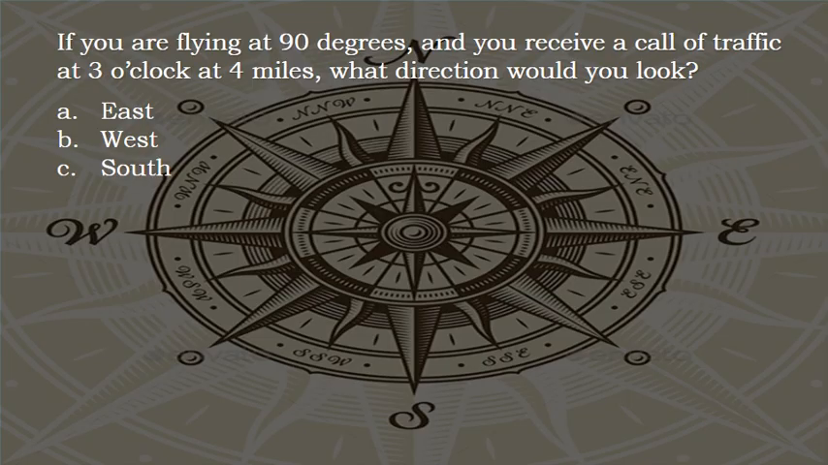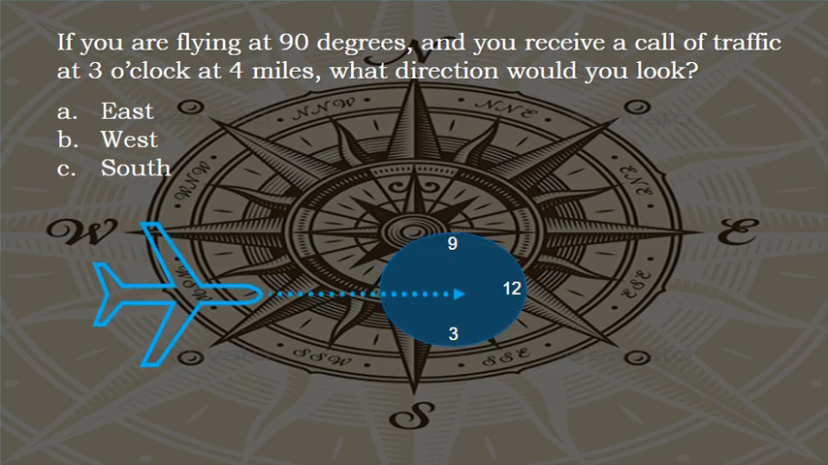And understand cardinal directions in comparison from your location. For example, if you are flying at 90 degrees, and you receive a call of traffic at 3 o'clock at 4 miles, what direction would you look? East, west, or south? When flying at 90 degrees, 12 o'clock would be straight ahead on an easterly path. So, west would be 9 o'clock and south would be 3 o'clock from your position. Therefore, the answer would be C.